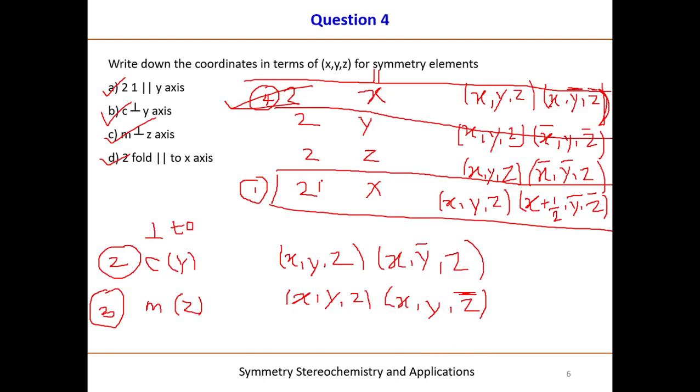So the next question was question number 4. Write down the coordinates in terms of x, y, z for the symmetry elements. So here we have to write the coordinates in terms of x, y, z. For A, that is 2_1 parallel to y axis, we have written here 2_1. If 2_1 is parallel to, sorry, we have written here for x axis. I made a mistake here.